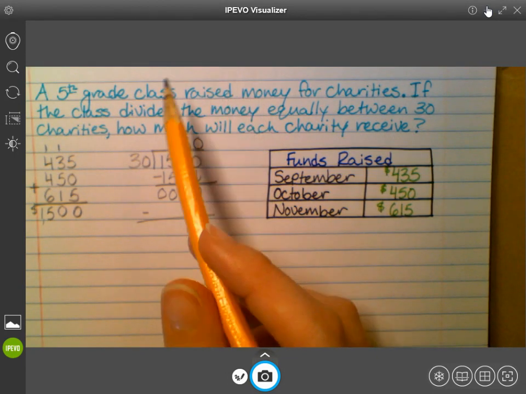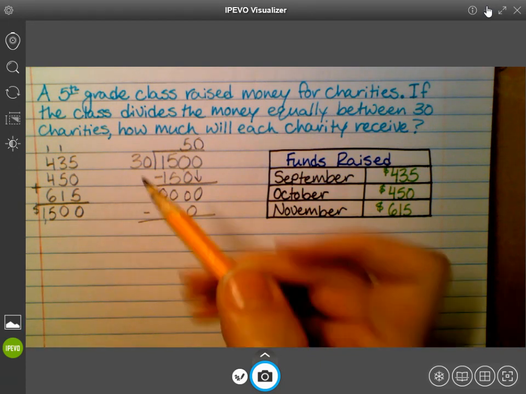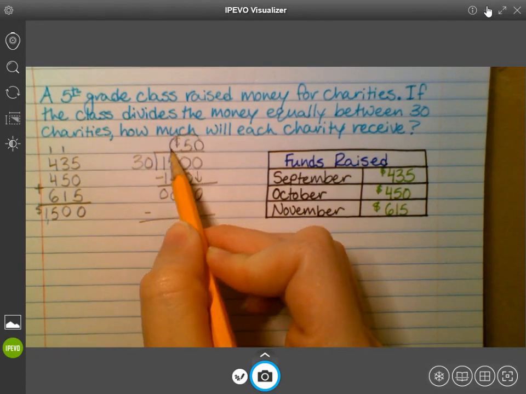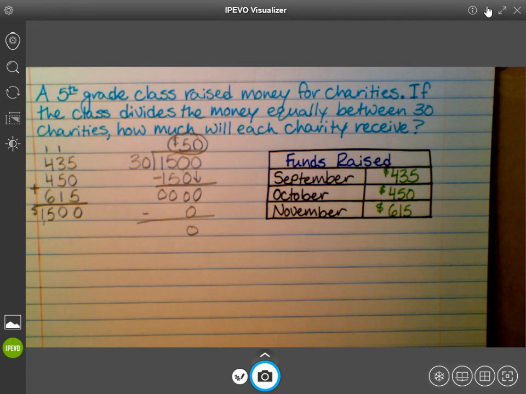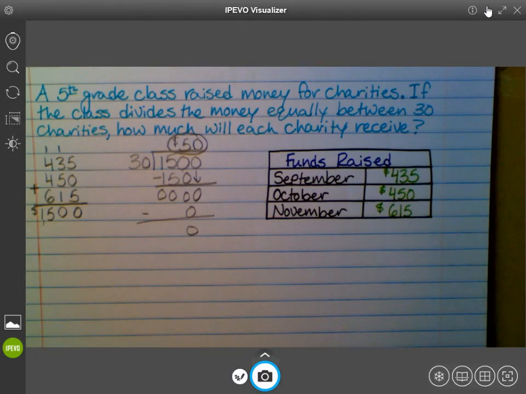Did I do everything I needed to for my answer? What am I missing, Will? The dollar sign. I'm missing my unit. $50. So 5th grade, how much money will each charity receive? $50. $50. This messed up my entire equation. I put a 20 instead of a 30. Read carefully. Yep. Ready to rock.